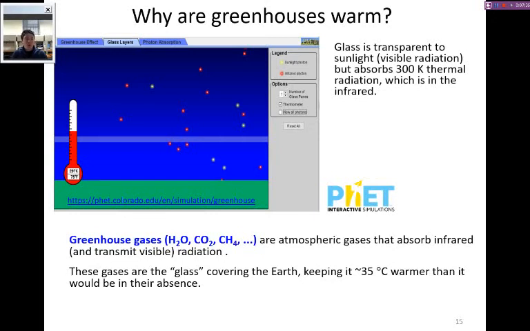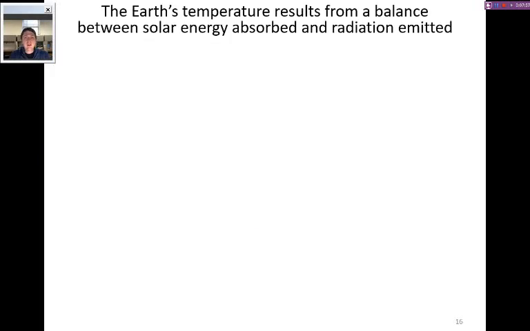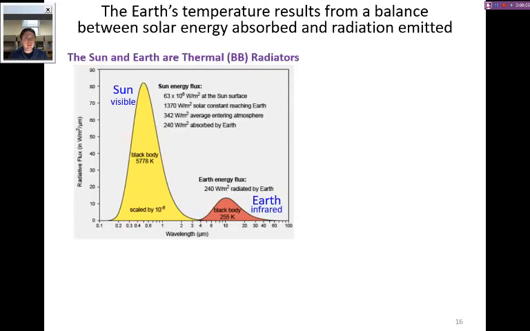So what we know is that the sun behaves like a black body. It emits all ranges of wavelengths of light. Some of that light hits the Earth and is absorbed, and then it gets trapped in the atmosphere of the Earth, keeping the Earth warmer than it would otherwise be. And so what we see is that the temperature of the Earth actually results from a balance between the energy that's absorbed and the radiation that's emitted from the Earth.